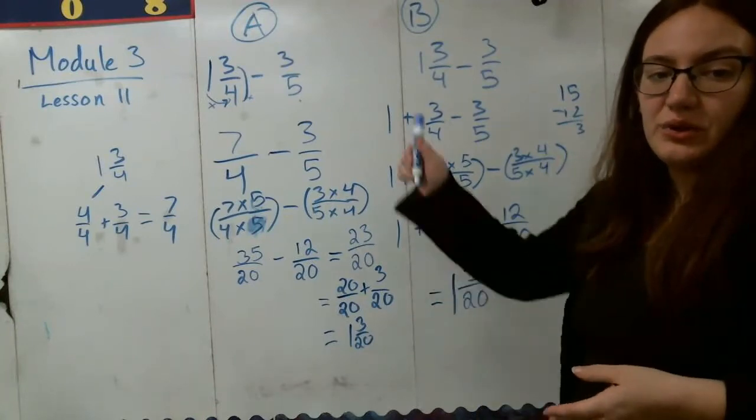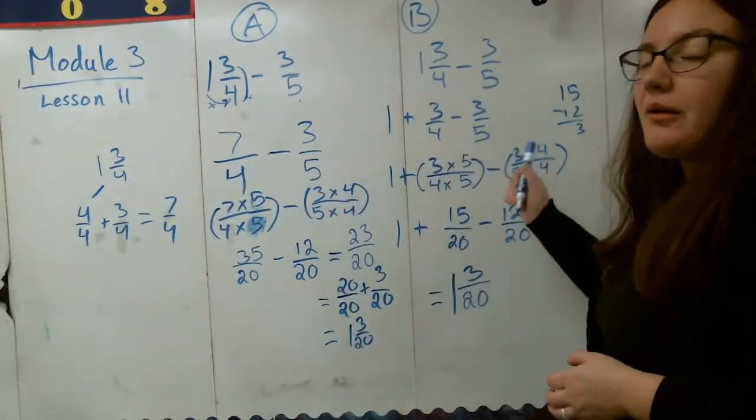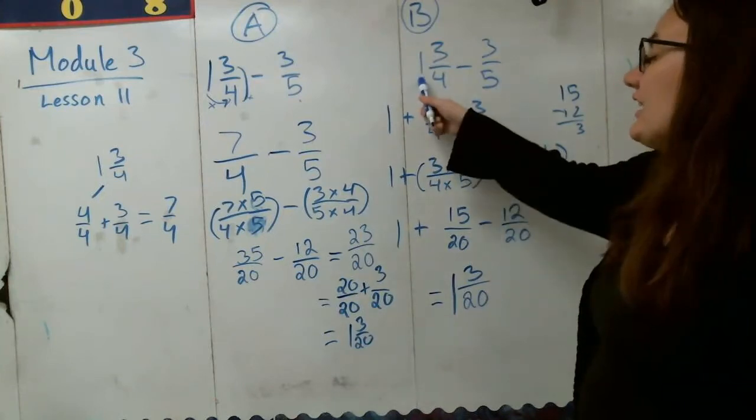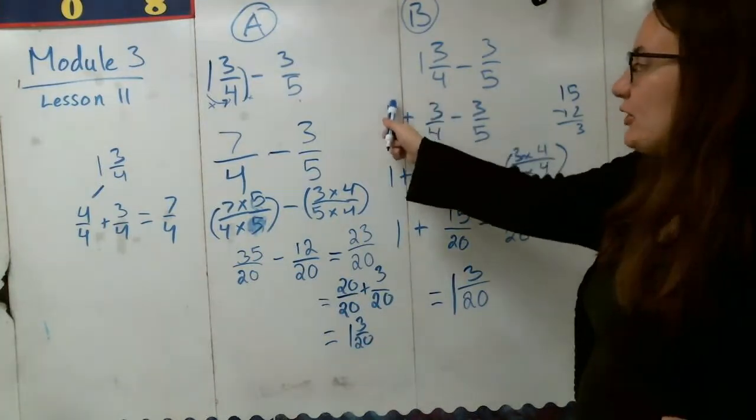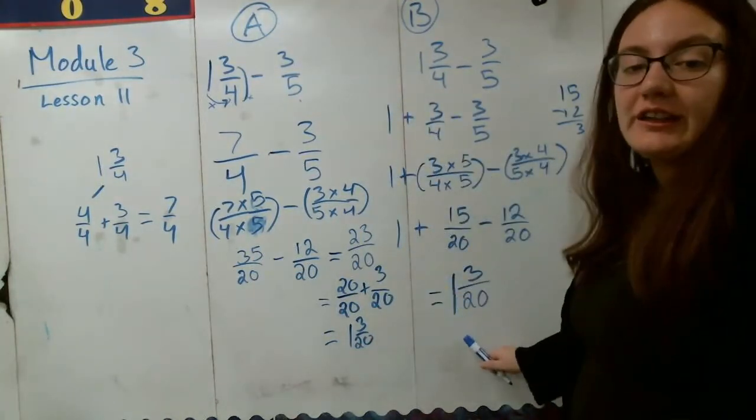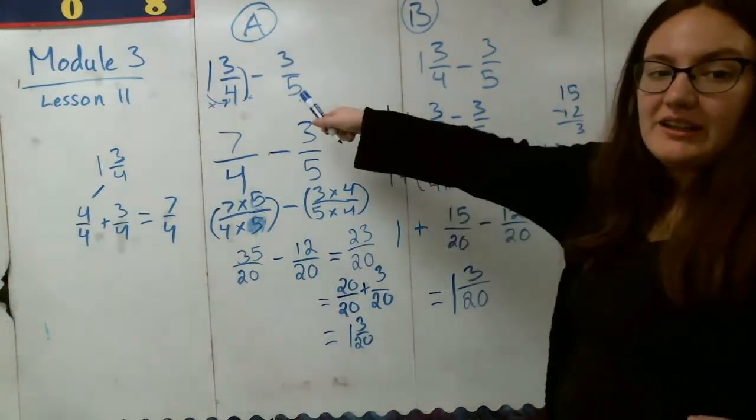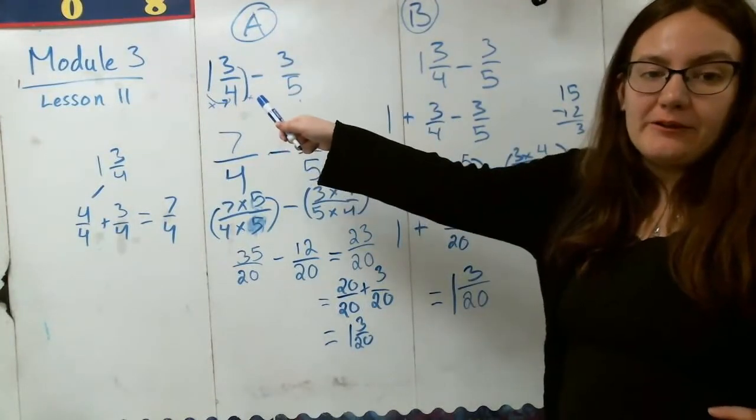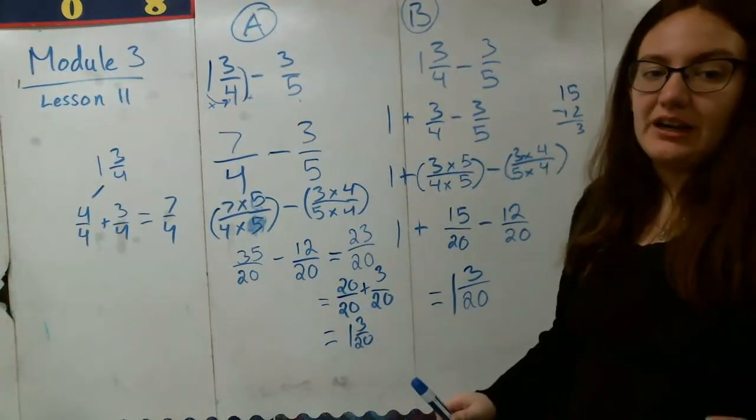So the only difference between this problem and this problem is that the whole number just got pushed off to the side for a bit and then eventually got reattached to my answer, while this one we just change it into an improper fraction and then subtract from there.